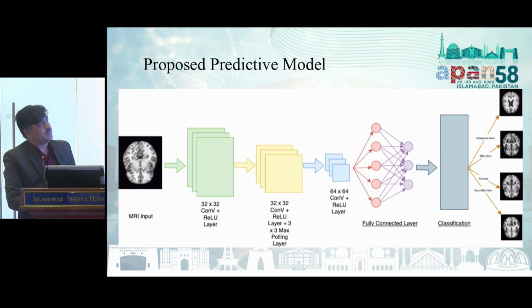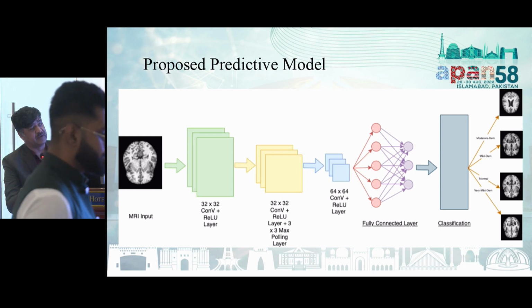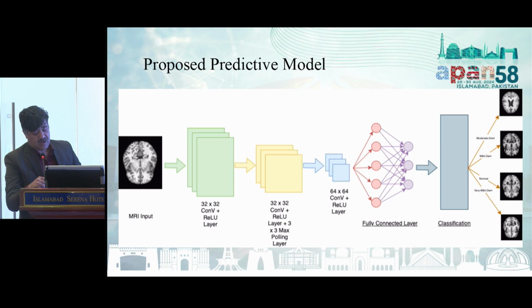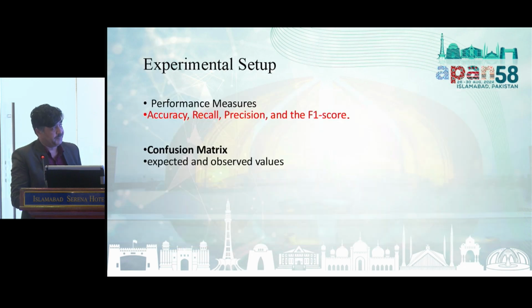For the proposed model, we use CNN models. There are two types of classification: pathological classification and non-pathological classification. The non-pathological classification covers the normal image classifications, and the abnormal ones are shown as demented, very mild, and mild demented.